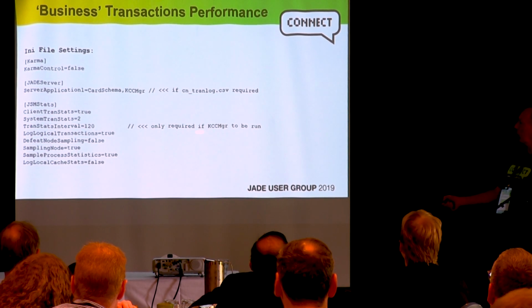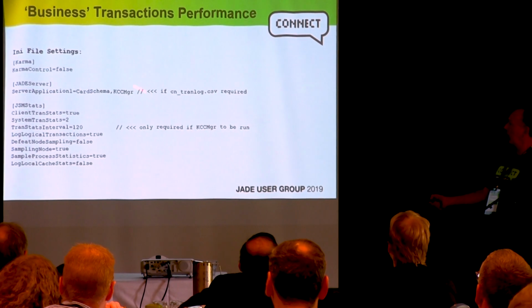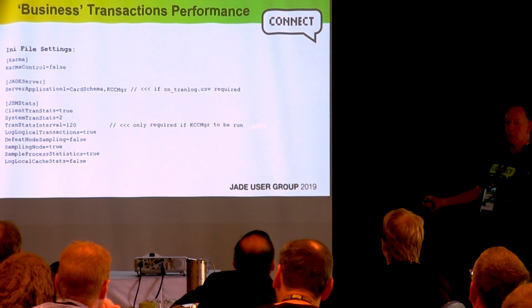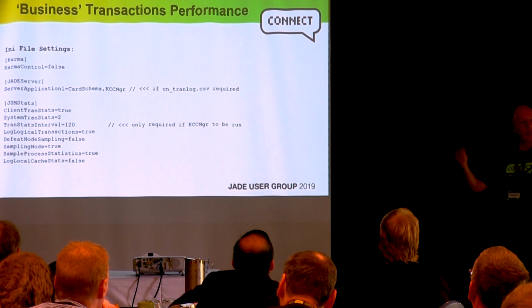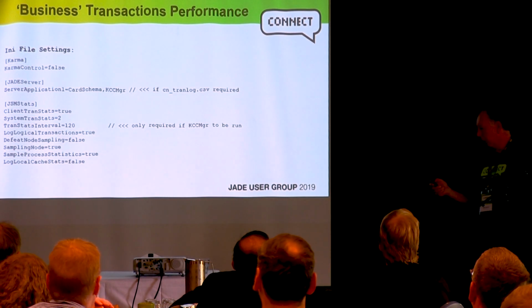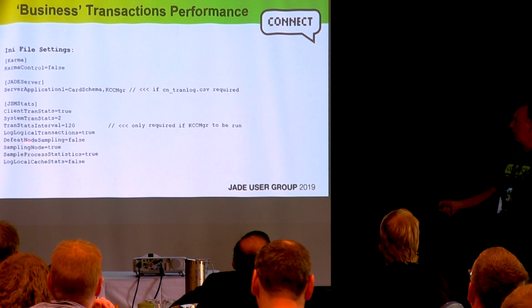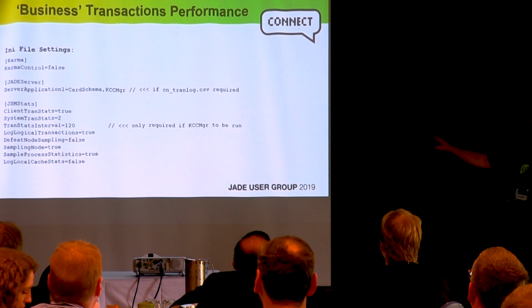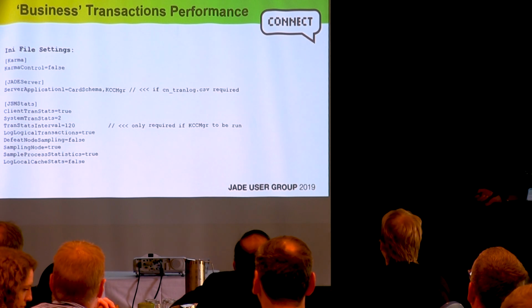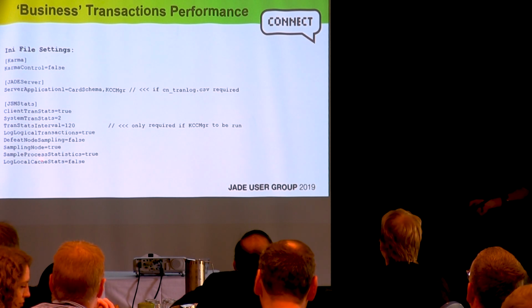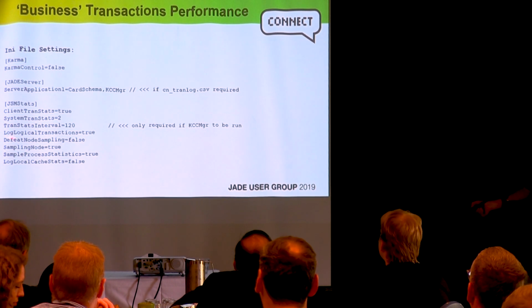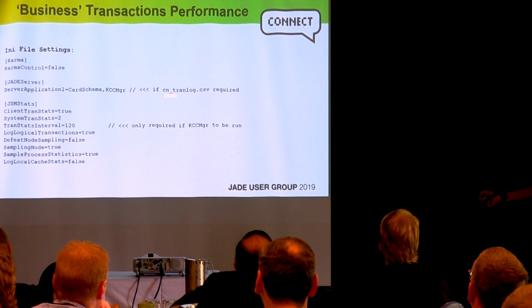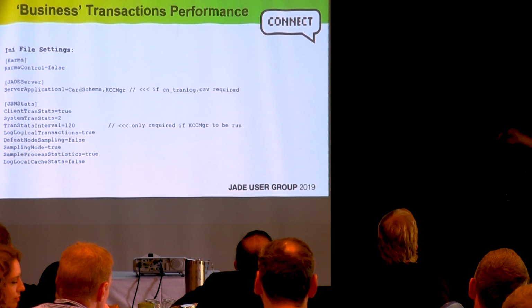That setting only has to be set to a value if you've got CN Manager running, because that tells you how often CN Manager is going to harvest the transactions from the various applications that are running. Defeat node sampling equal false will enable node sampling. The second line of that, what I was showing you before. And log logical transactions equal true. If you've got CN Manager running and you're aggregating into here, you probably want to set that to false, otherwise you're going to get one CSV file for every application instantiation.